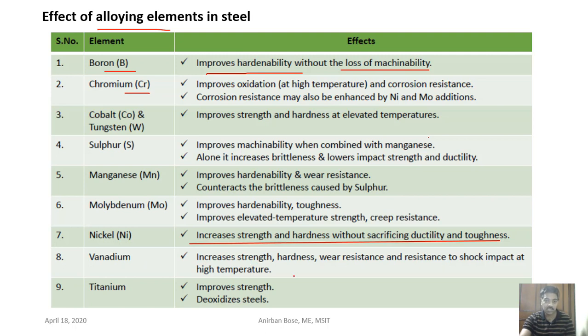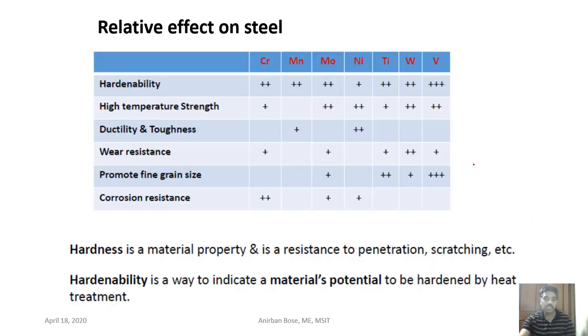See, hardenability, high temperature strength, ductility, toughness, all these alloying elements have these properties, but you can see the relative effect over here. For hardenability, almost all the alloying elements increase hardenability. But if you compare with respect to nickel, they have the higher hardenability. High temperature strength, you can see vanadium, tungsten, nickel having the high temperature strength property.